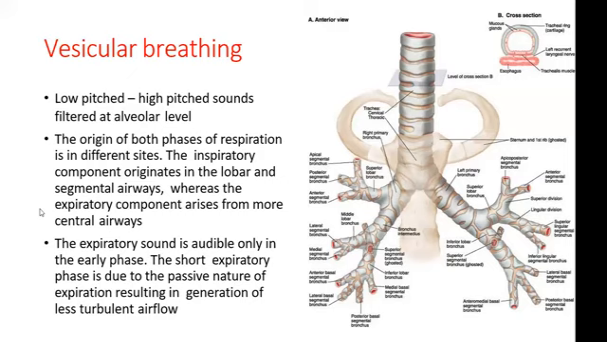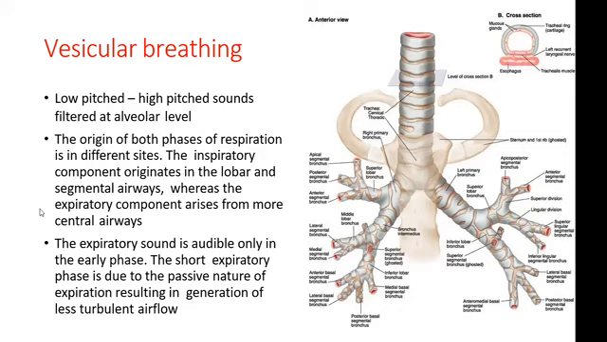In vesicular breathing, you get inspiration and then expiration. Expiration is shorter because remember it's a passive process. So the turbulence is less. It's a passive process, so turbulence is less, hence it's shorter and softer.